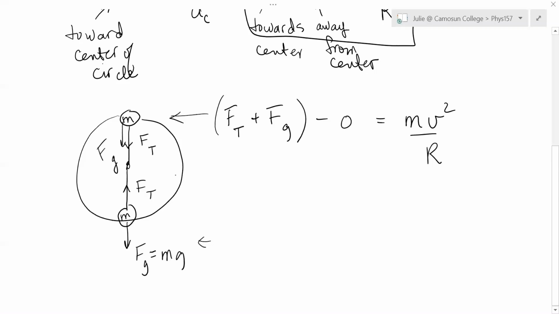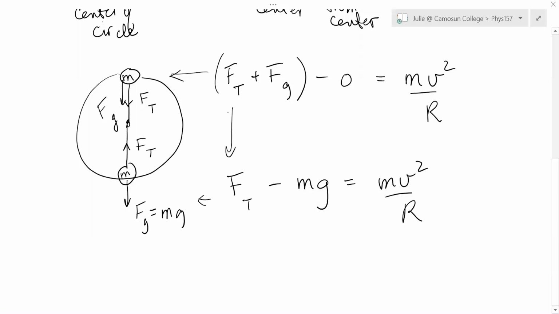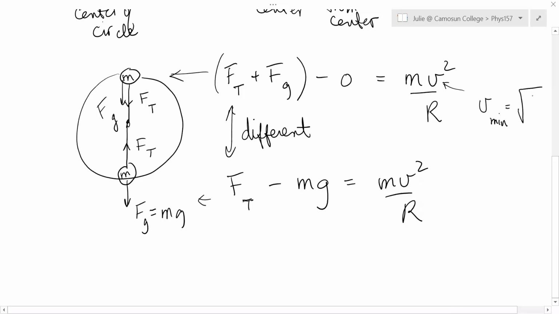But when you're down at the bottom, you've got the force of tension in and the force of gravity out, and then there's Newton's second law. Those are different, so these are two different tensions. Clearly, at the bottom, the tension is bigger, and if the string is going to break, that's where it's going to break, down here at the bottom. At the top, you could have the tension force go to 0 if you swing at just the right speed, the minimum speed, v min, which would be the square root of r times the force of gravity over the mass. That's the minimum speed you have to swing a ball vertically in order for the string not to go slack at the top.